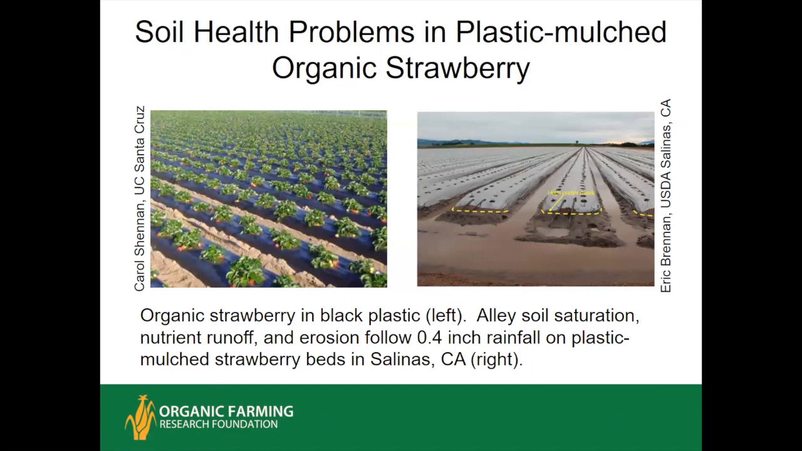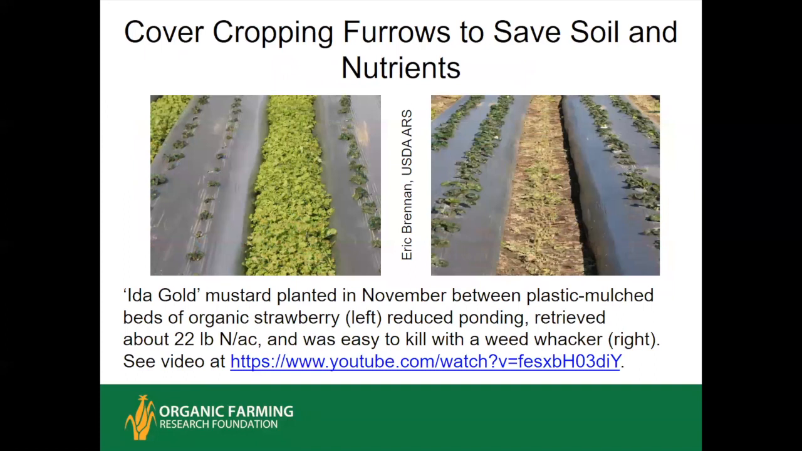This is a photo I took from that article, and it shows severe ponding and runoff and some erosion after, I believe it was 4/10 of an inch of rain. It said 10 millimeters, and I think that's just 4/10, so that's not exactly a torrential rain. And we have all of this ponding. So Dr. Brennan's been looking at, well, what do we do? Let's grow a cover crop in the alley. And there it is, a mustard cover crop, planted pretty thick in the late fall, just after the strawberries were set out.